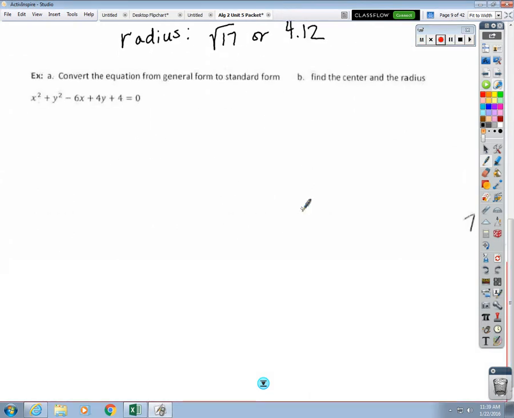Alright, we're trying to change it from general form to standard form so that we're able to find the center and the radius. What do we do first? Move the 4 to the equal sign. How do we move it? Subtract it. Good. Okay, so now on the left side, we need to go ahead and do what? Group and put our blanks. Right.